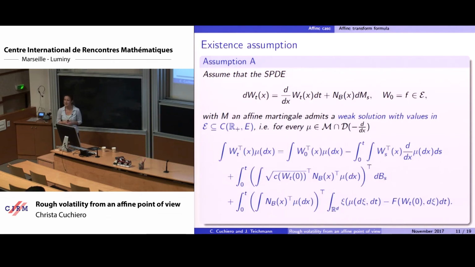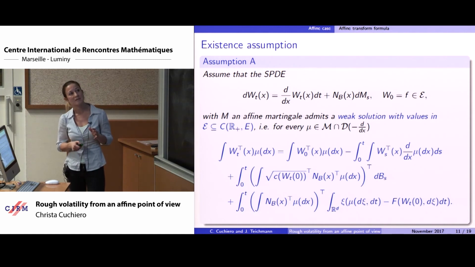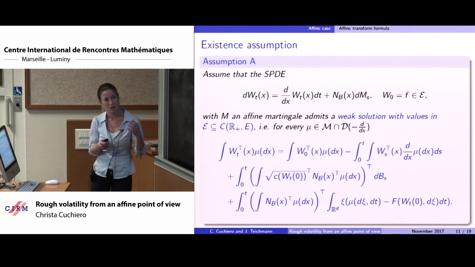Now we need again some existence assumption, like in the theorem of Martin. What we suppose here is that this SPDE, where we have this martingale with affine characteristics, has a weak solution with values in our state space, which is a subset of continuous functions, such that for every mu in our d-dimensional signed measures intersected with the domain of this operator, minus d over dx, it has a weak solution. In the sense we take this W_t(x) and integrate it against the dual elements. And then we do not need to care about the notion of stochastic integration in some infinite dimensional sense, because here we always get some d-valued elements that we integrate against Brownian motion or the corresponding jump martingale.